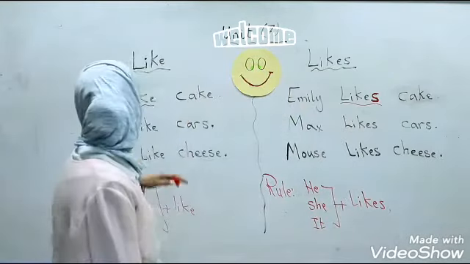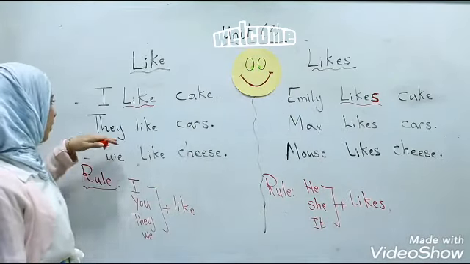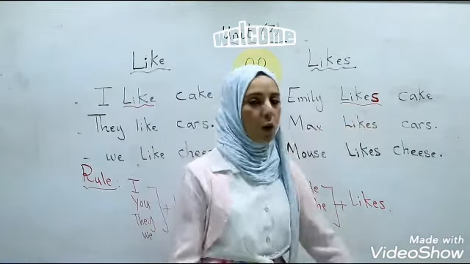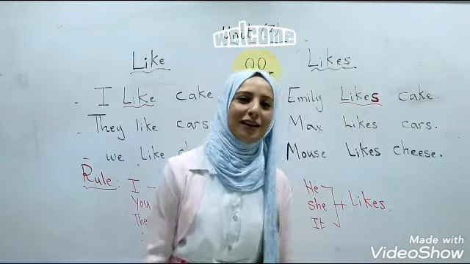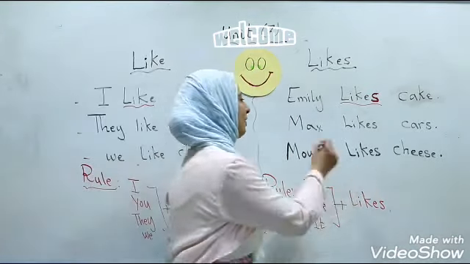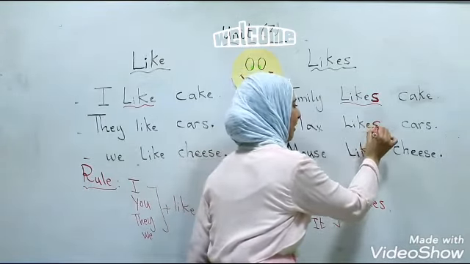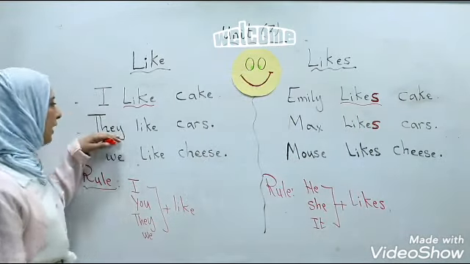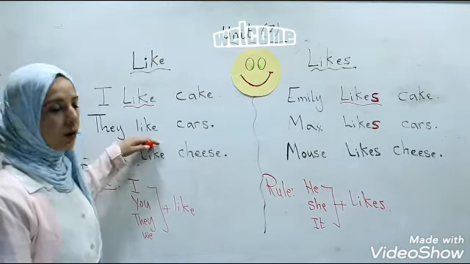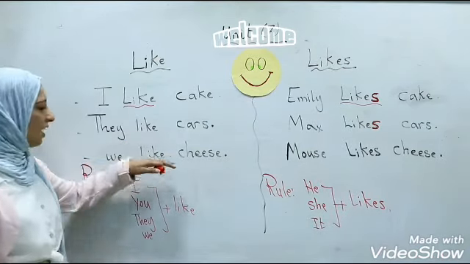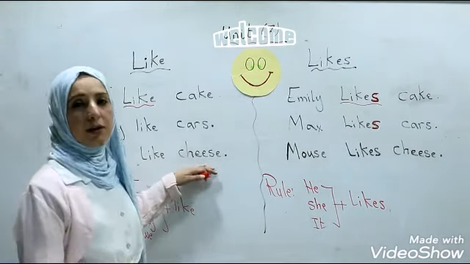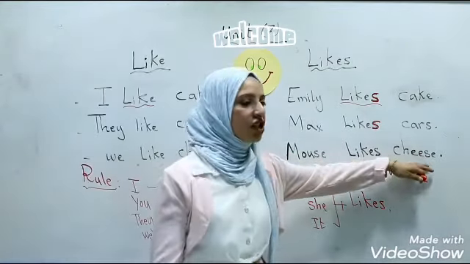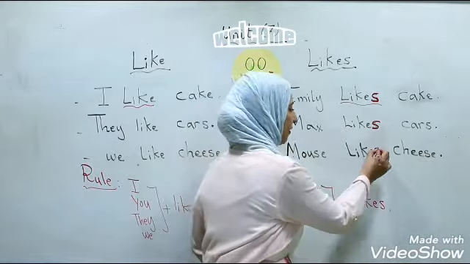Okay. Another example: they like cars. Max likes cars. What is the difference now? Right. With Max, we added S. Max likes cars. They like without S. We like cheese. Mouse likes cheese. Likes.